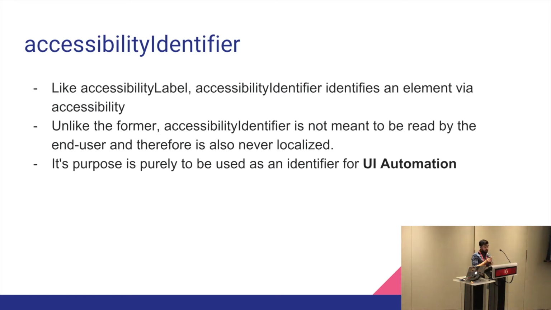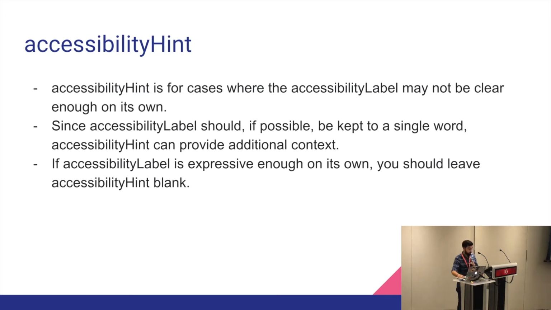Next one is accessibility identifier. Accessibility identifier is something that is only used by UI automation, which we'll get on to in a second, and can be whatever you like, and it's only used by developers, so it's never going to be publicly or user-facing.